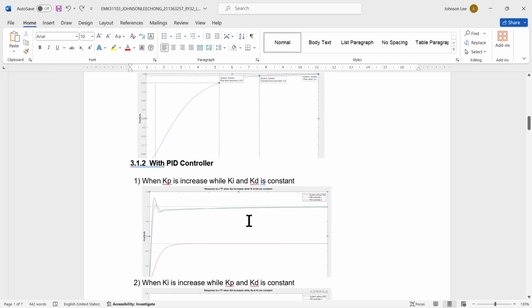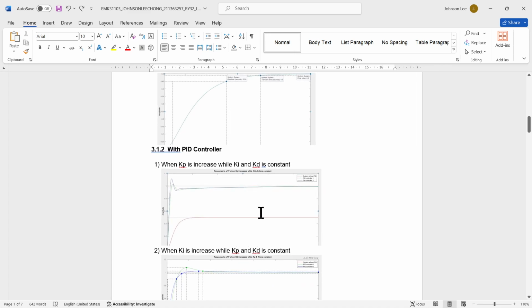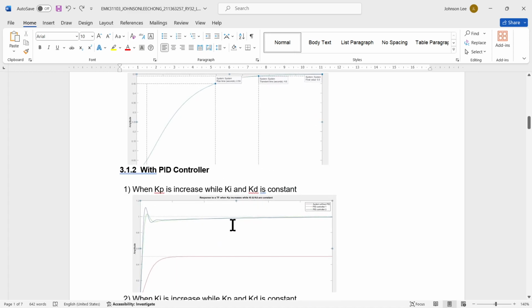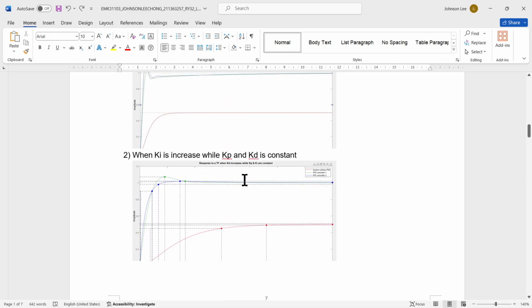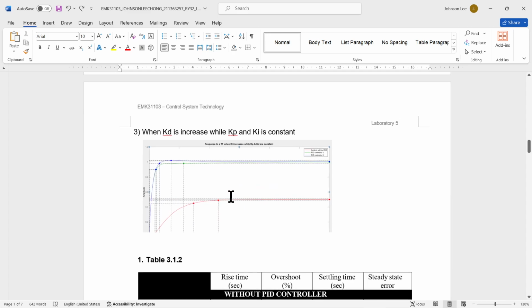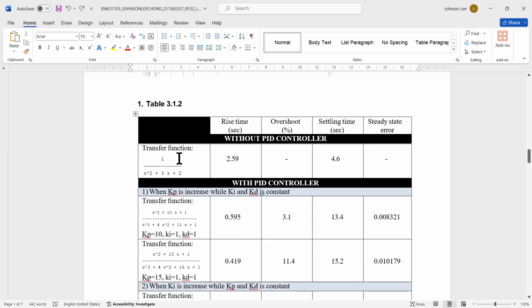With PID control, when the Kp is increased while Ki and Kd are constant, we can see that the graph will move like this. If the Ki is increased while Kp and Kd are constant, the graph will be like this. And when the Kd is increased while Kp and Ki are constant, the graph will be like this. For table 3.1.2, as I said just now, all of the values will be included inside the table.